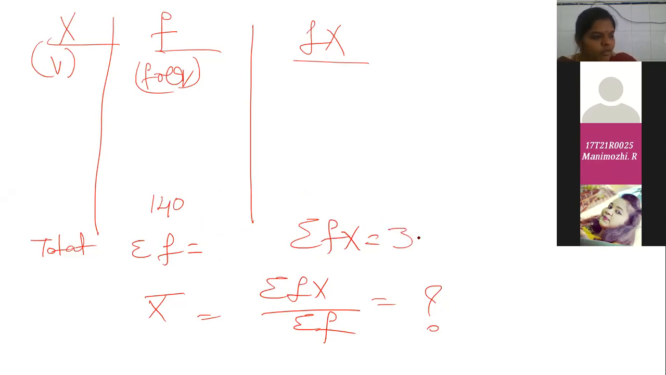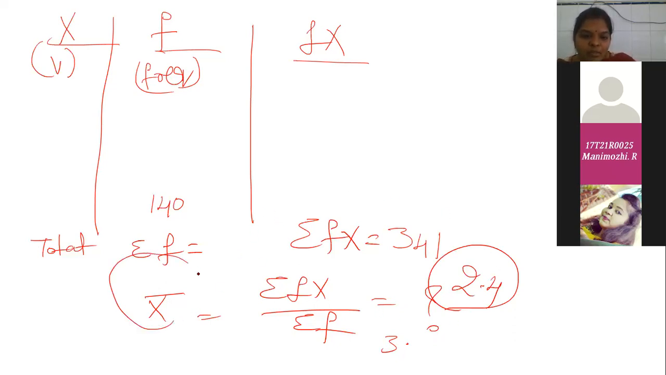341. And the answer is 2.435, ma'am. Okay. Yes, 2.435. You can write it as 2.4, right? Yes. This is how we get the arithmetic mean from the discrete series data, right? So this is the direct method and we have a shortcut method also.